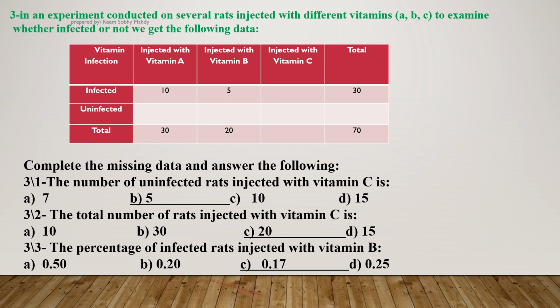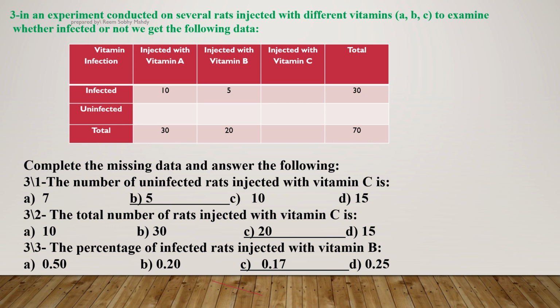Another example, in an experiment conducted on several rats injected with different vitamins A, B, C to examine whether infected or not, we get the following data. So this table represents the data about the experiment conducted on rats to examine whether these rats are infected or not infected, and the vitamins injected in the rats A and B and C. Let's first complete the missing data in this table.